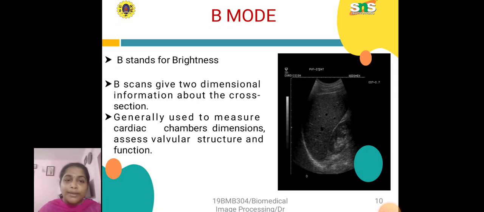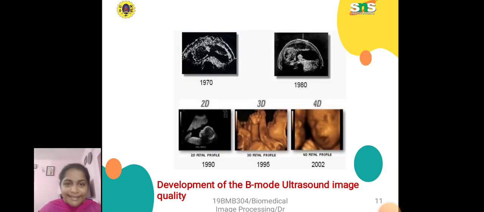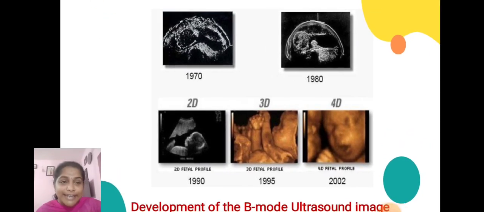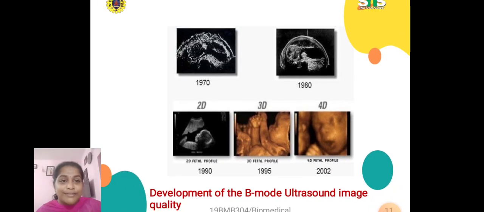In B mode, B stands for brightness. B scans give two-dimensional information about the cross-section, generally used to measure the cardiac chamber's dimensions and assess valvular structure and function. See here the development of B mode ultrasound image quality in 1970, 1980, 1990, 1995 and 2002. It shows how it evolves from 1972 to the early 2000s.